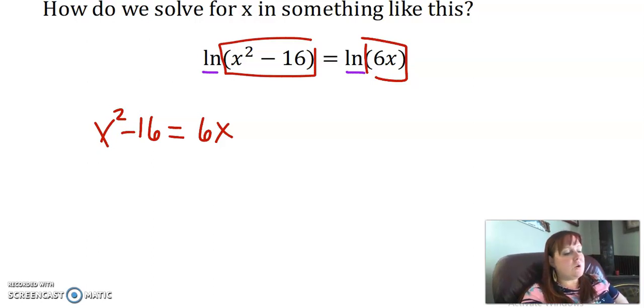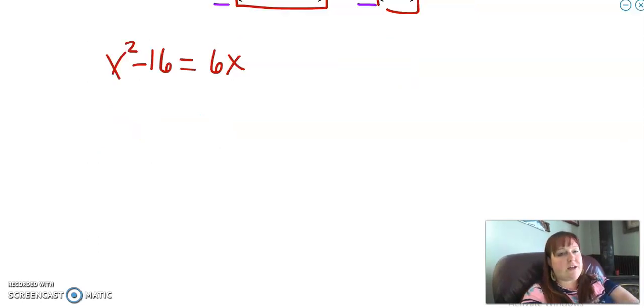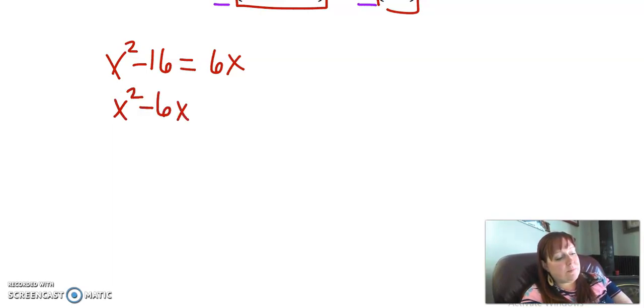Okay, so what you might notice right away is this is a quadratic. And how do we solve quadratics? How do we solve quadratics? We set them equal to 0, right? So we make sure that everything is on one side. So I have x squared minus 6x minus 16 equals 0. And usually I try to make sure that the x squared is positive because otherwise we have to do all sorts of extra tricks to factor.